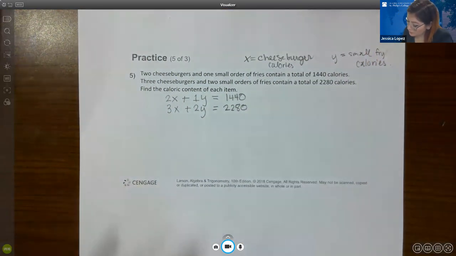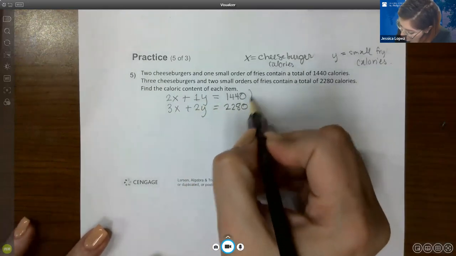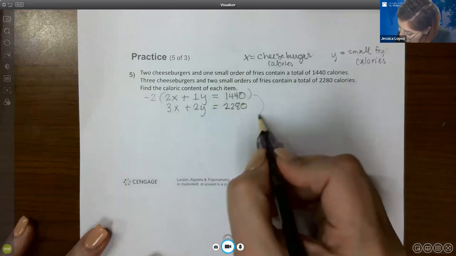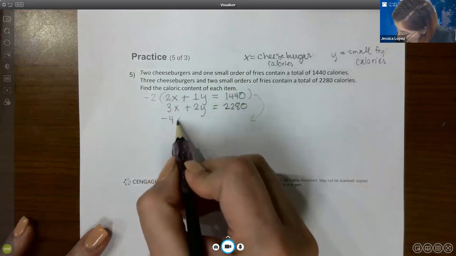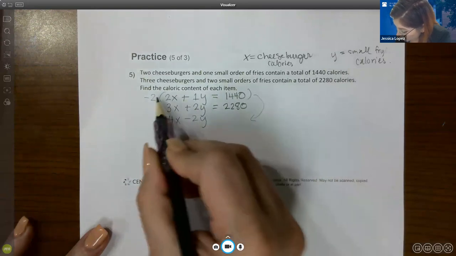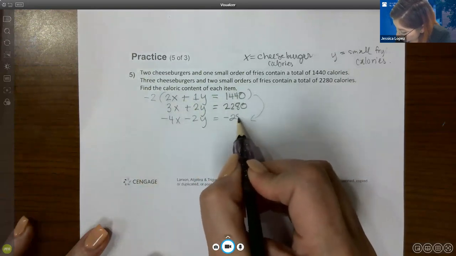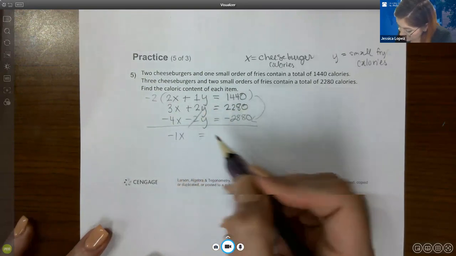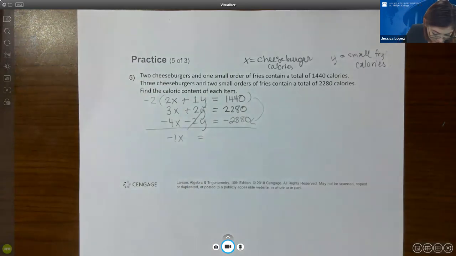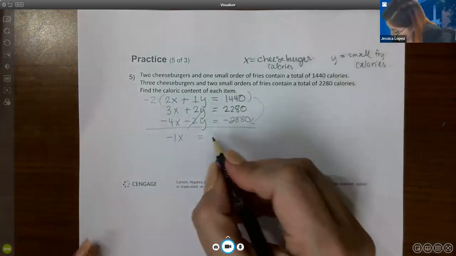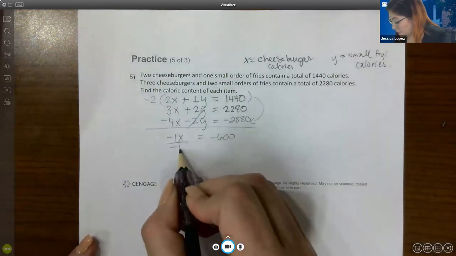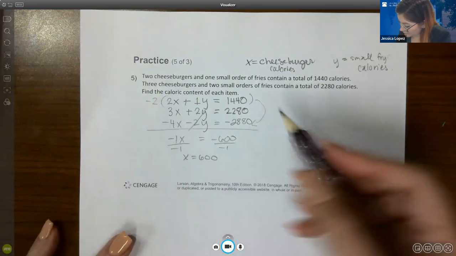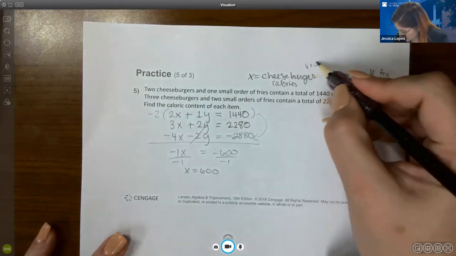Okay. So I can solve this. I actually am going to multiply the top equation by a negative 2 so that I can have a negative 2 in the front. And I'm going to put the result down bottom. So negative 4x, negative 2y, and then negative 2880. So I end up with negative 1x equal to 2280 minus 2880. Negative 600 divided by negative 1. I get that X is 600. So the cheeseburger has 600 calories.